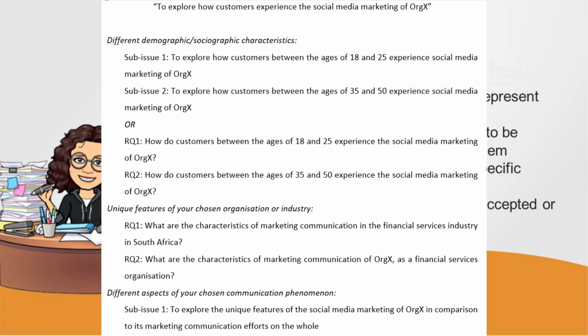You can also focus on different aspects of your chosen communications phenomenon. For example, you can create a sub-issue that says to explore the unique features of social media marketing of organization X in comparison to its marketing communication efforts on the whole. So this research question is asking specifically about this one part of marketing communication and putting it into the bigger context of the bigger marketing communications field on the whole. So that separation can also be a way to formulate specific research questions.